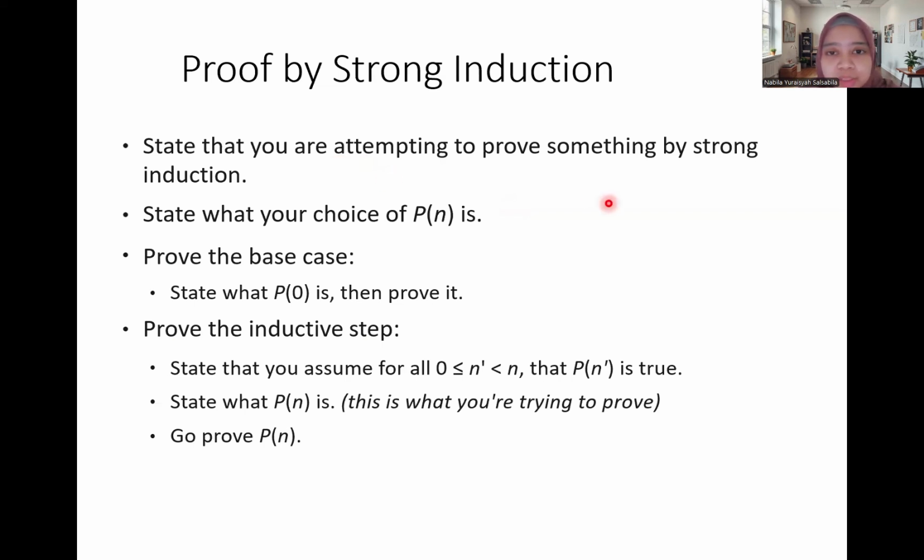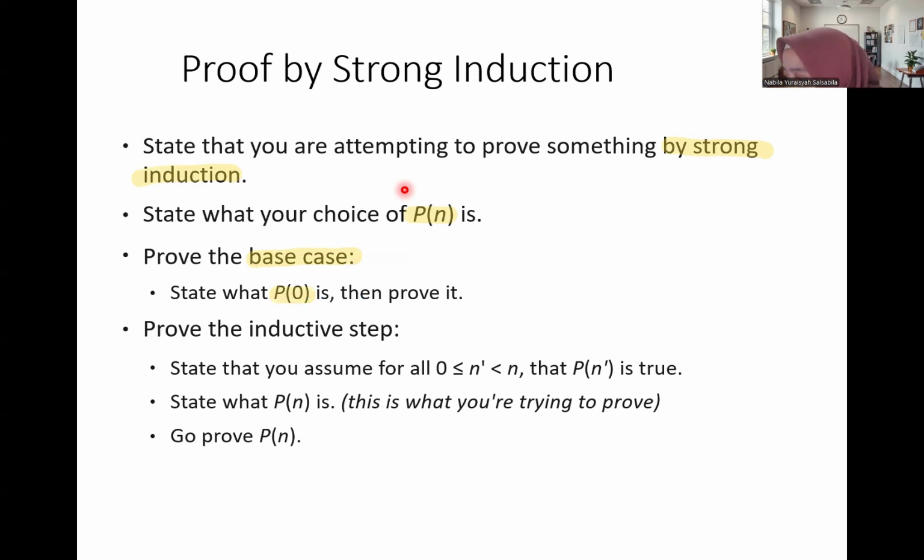State that you are attempting to prove something by strong induction. To do the proof by strong induction, first we must state that we use proof by strong induction, and state your choice of Pn. Again, it is still the same: we can either explicitly or implicitly state the Pn. And then we must prove the base case, which is P0 or any smallest n.